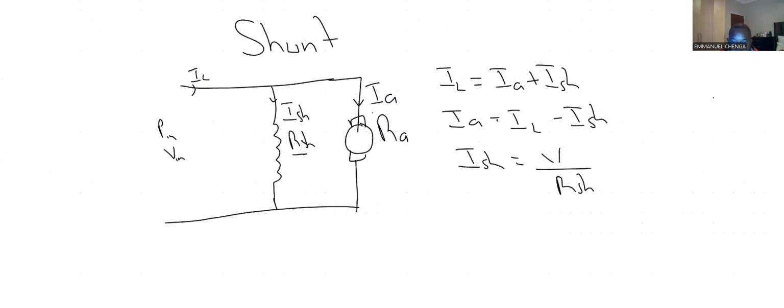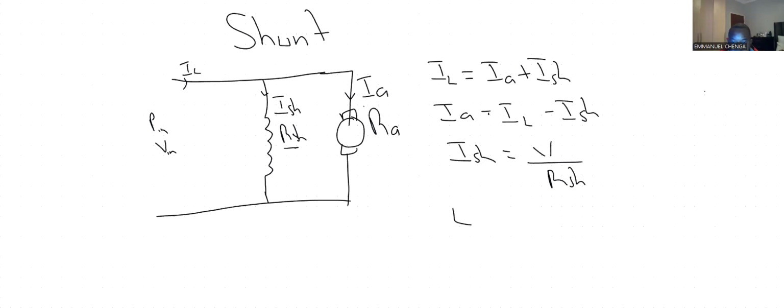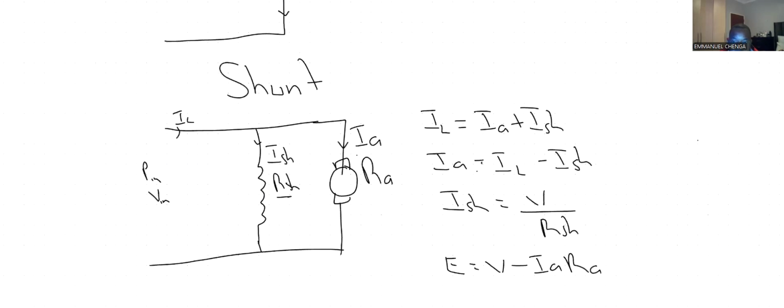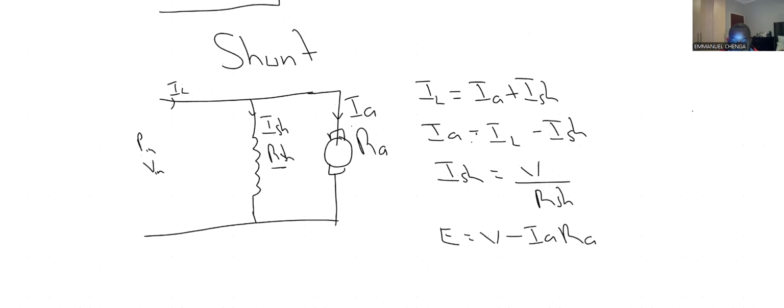And your formula to calculate the EMF will be V minus IA RA. So that's how you can calculate your EMF. So you can have the series, which has to do with this calculation. You can also have the shunt, which is the same as the parallel circuit, which has to do with this calculation. Okay, so let's look at an example.